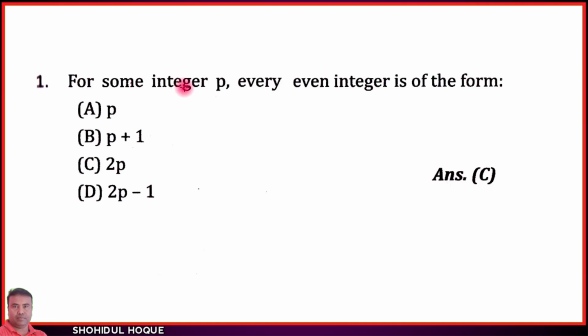For some integer p, every even integer is of the form. Options are option A p, option B p plus 1, option C 2p, option D 2p minus 1. So correct option C 2p, because p is an integer, but for an even integer the p should be multiplied with 2. That means 2p. 2p is an even integer.